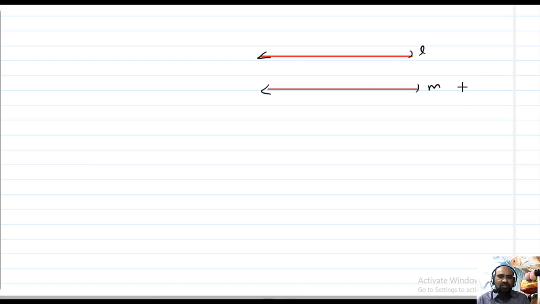For example, two straight lines are given which are parallel to one another. Say this is the line L. Say this line is M. These two are parallel fixed lines. Now we want to find the locus of a point which is equidistant from L and M. Equidistant from L and M means that the point should be the same distance from L and M.